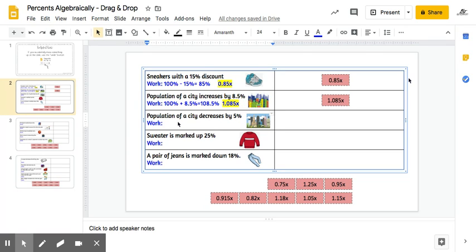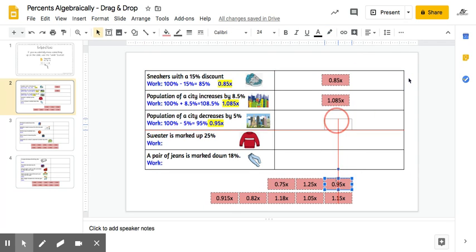The third one says a population of a city decreases by 5%. Well, we have 100%. Since I'm decreasing, I'm subtracting 5%. 100 minus 5 is 95%. So now I'm finding 95% of the population. Of means multiplication. I don't know the exact population, so I'm using the variable x. Before I multiply 95 times x, I have to convert that 95% into a decimal, which is 0.95 times x. Then I'm simply going to locate that at the bottom, which is right here, and drag and drop it in the column.